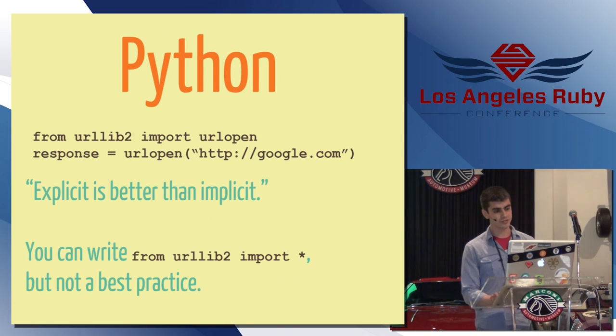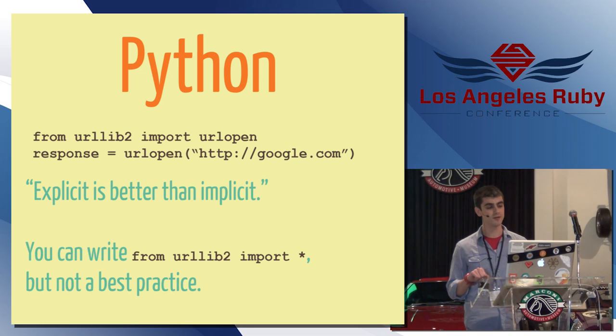So Python does things a little differently. You usually specify exactly what you want to import from a library. So urllib2 is a similar library in Python. You would say, from urllib2 import urlopen. That's the specific method that you want from that library to open the URL.